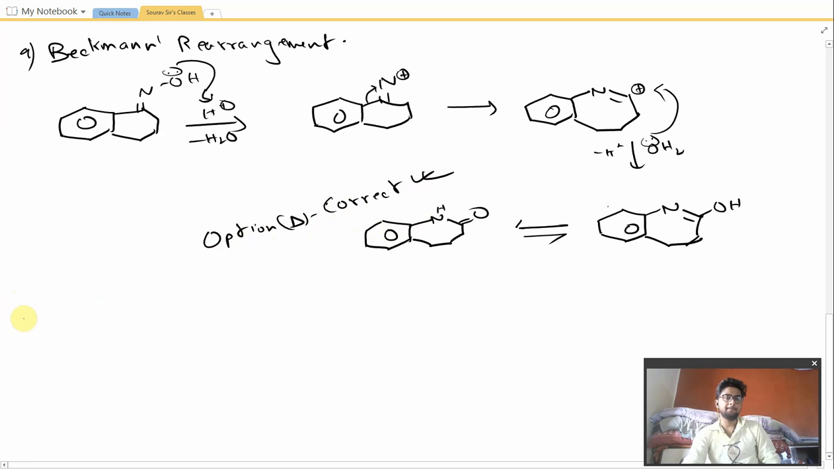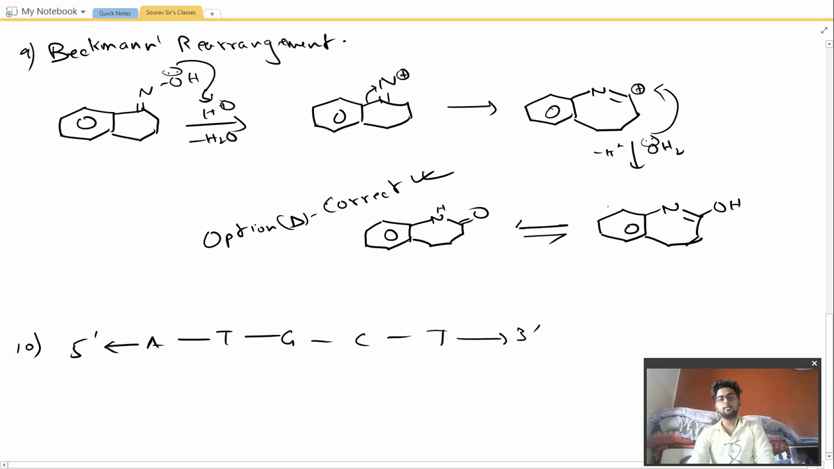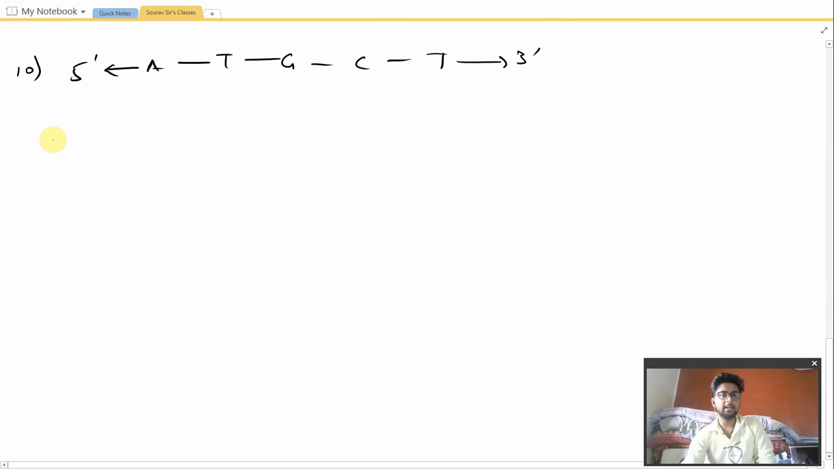Okay. So moving on to the next question, that is the last question of this video. Question number 10. It says the strand of DNA which is given is 5 dash A T G C T 3 dash. Now we know that A always bonds with T in the base pair, and G always bonds with C. The guanine bonds with cytosine, and adenine bonds with thymine, in the base pair of DNA.